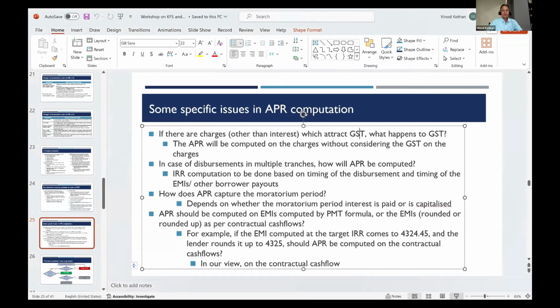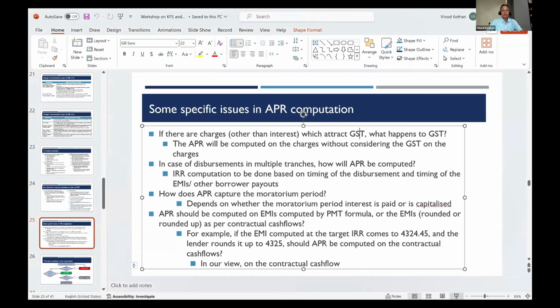When you compute EMIs, let's say the amount comes in fractions. Let's say the amount comes to 4324.45. That's how it will come. If you use any Excel formula for PMT, you'll probably find the number comes in fractions. You're not collecting money in fractions. You're collecting from the borrower not 4324.45, you're collecting 4325. So will your APR be based on the actual PMT computed by Excel, or will it be based on the rounded amount of 4325?